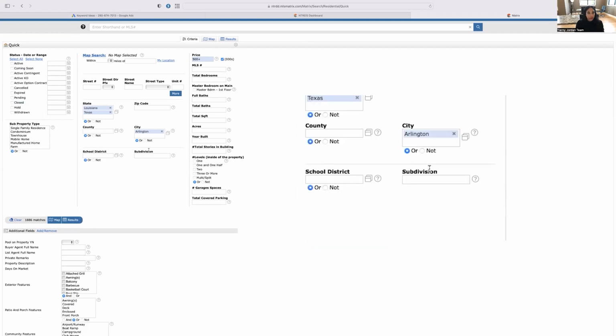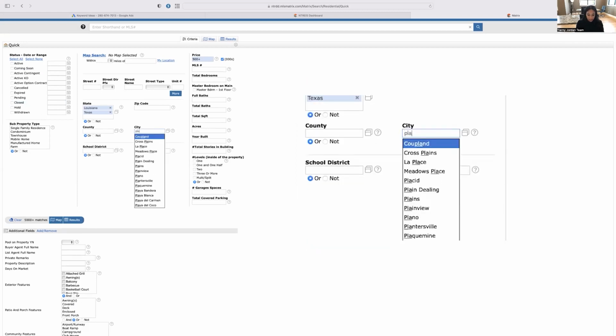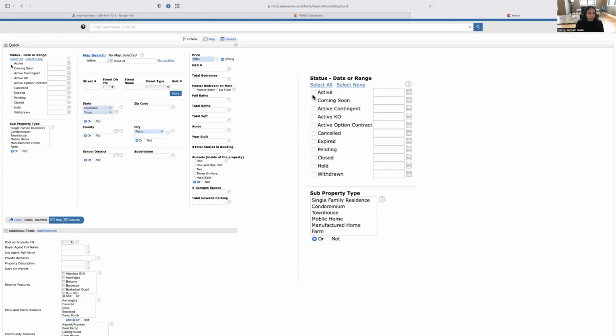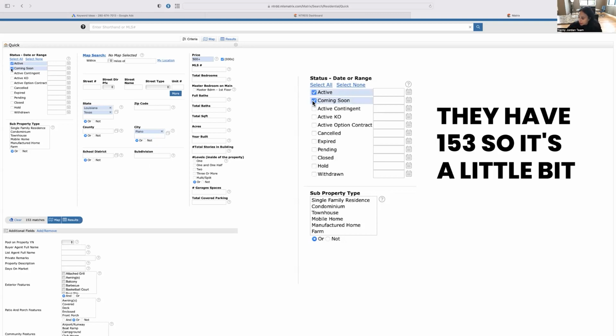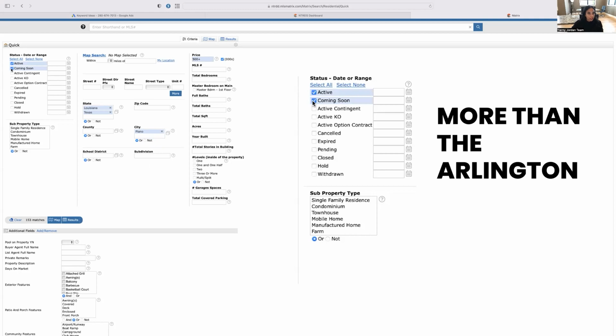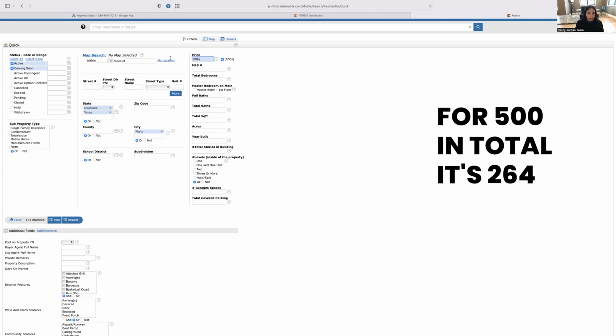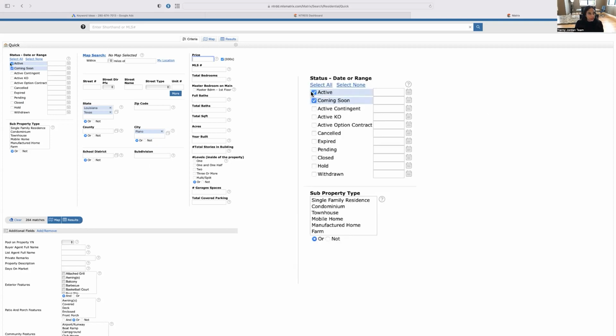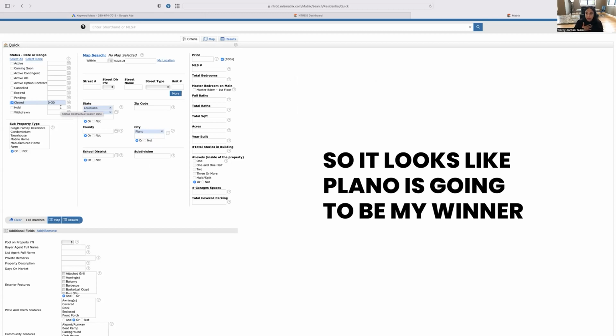my other area, which is Plano. So let's put Plano in here. Now, Plano currently for active and coming soons, they have 153. So it's a little bit more than the Arlington for 500 and up. Total, it's 264. And then if we look at how many closed in the last 30 days, there were a lot more, 119. So it looks like Plano is going to be my winner, right?